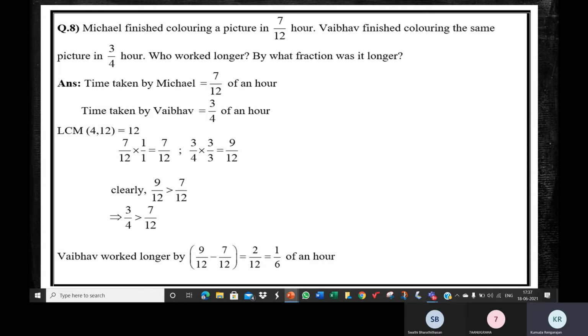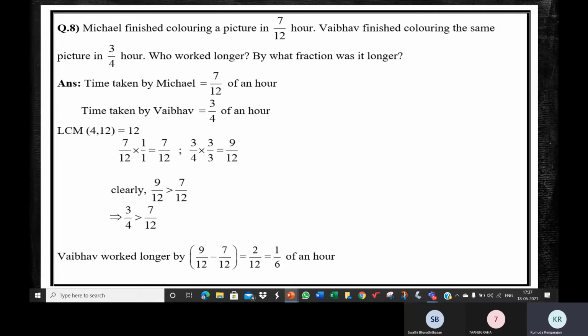And what is 1/6 of an hour, children? What is 1/6 of an hour? What does the "of" operator stand for? Ma'am, multiplication. Multiplication. And how many minutes in 1 hour? Ma'am, 60 minutes in 1 hour, ma'am. Yeah, so 1 by 6 into 1 hour.